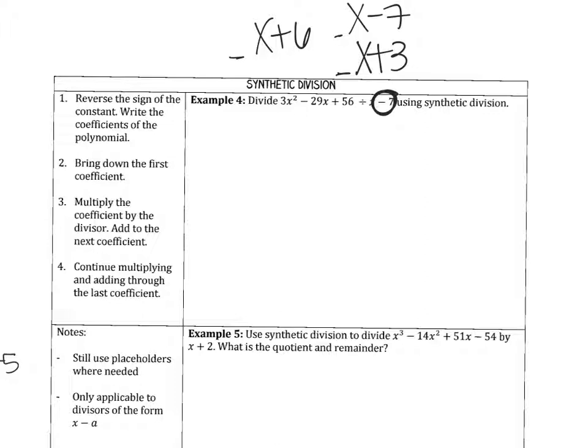What you're going to do is switch it. So if it's a plus 6, you're really going to use a negative 6. Because like if we were to solve this out for 0, x minus 7 equals 0.